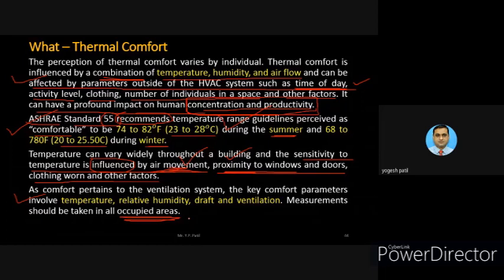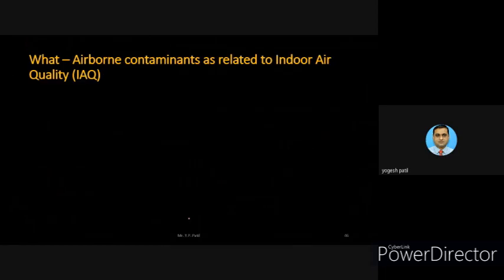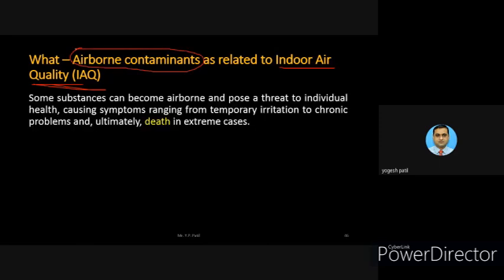By looking at one diagram, we can say that it is very simple. One of the parameters is airborne contaminants, which is specially related to indoor air quality. Indoor air quality is affected by airborne contaminants, so their measurement is also required. Many times there is a serious issue, from irritation to chronic problems causing many symptoms, and in the extreme case, even death because of the airborne contaminants. So their measurement is very important.